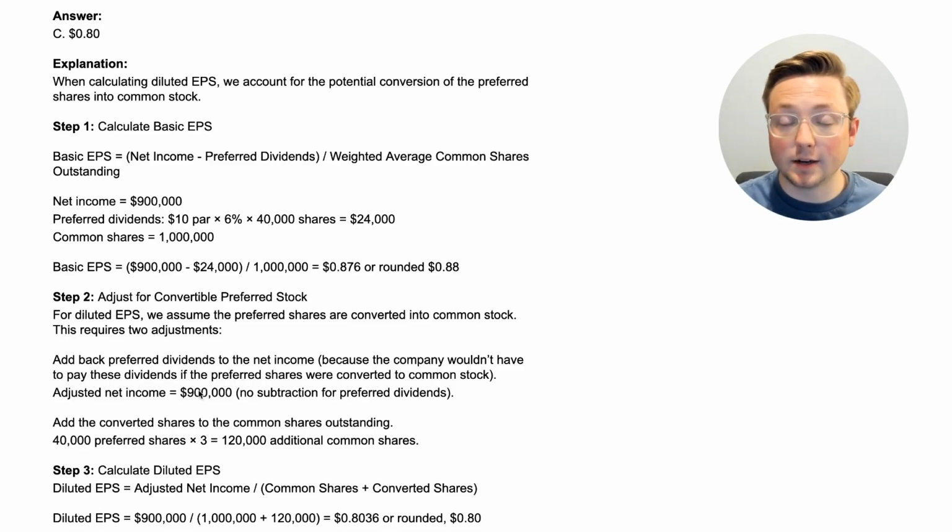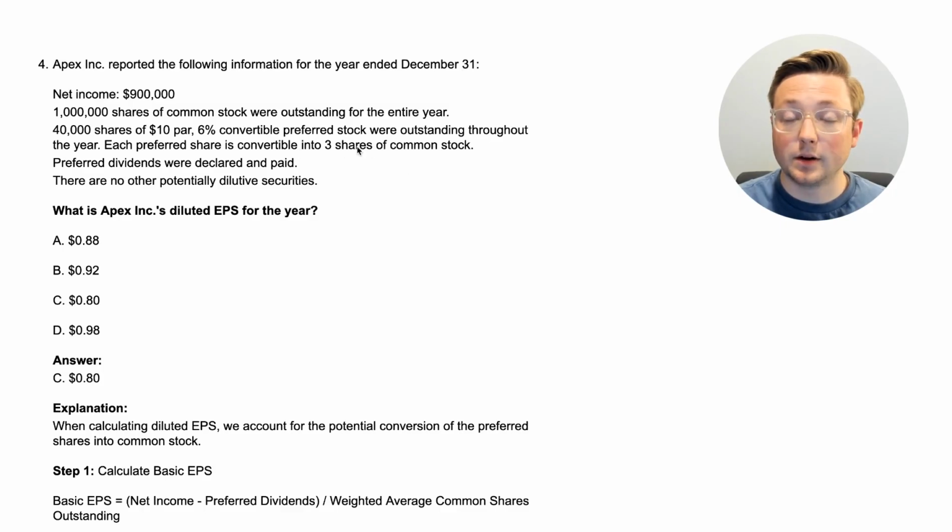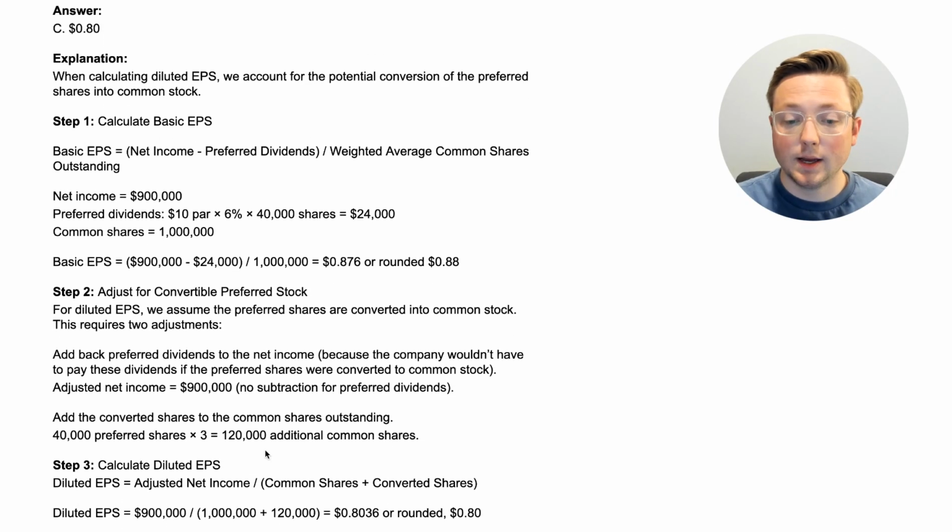So the adjusted net income is actually technically just the normal net income of $900,000, because they didn't have to subtract the preferred dividends anymore. And then you add the converted shares to the common shares outstanding. That's 40,000 preferred shares multiplied by 3, because remember, it says up here that each of them can be converted into 3 shares of common stock. So that's 120,000 additional common shares.